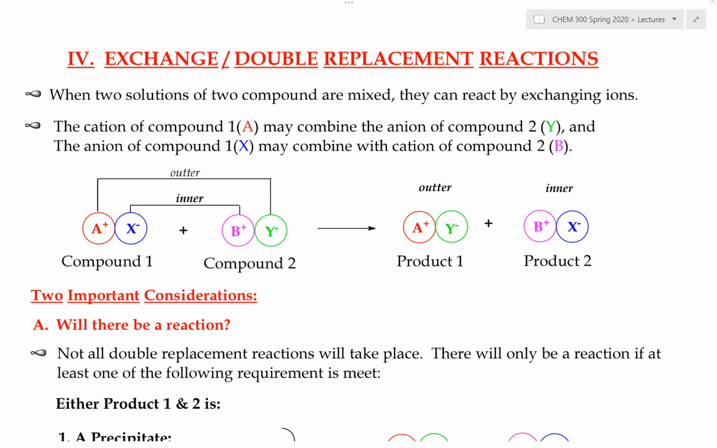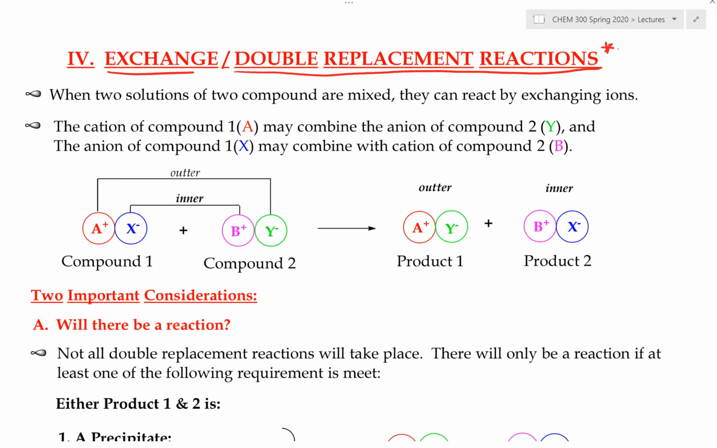Hi guys, so in this lecture video, we will be going over a very important and common type of chemical reaction that we cover in general chemistry. And this is the exchange or the double replacement reaction. And again, this is a very important type of chemical reaction, and it normally is the main emphasis in most general chemistry courses.